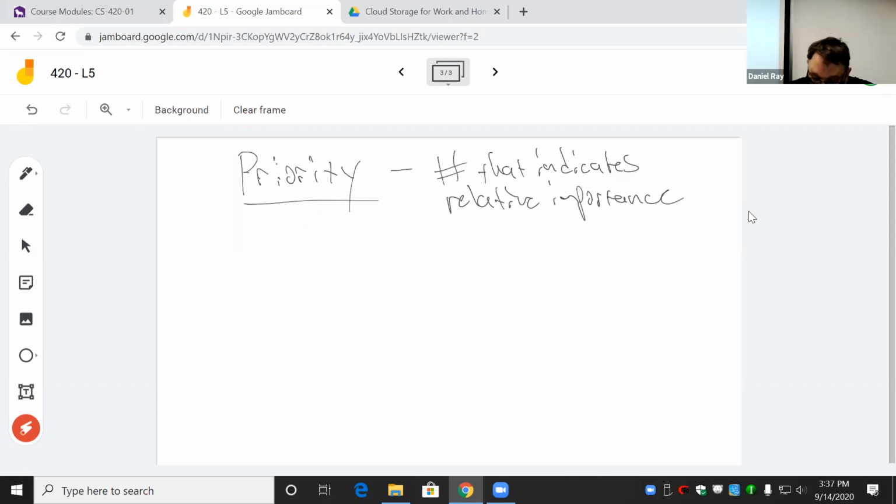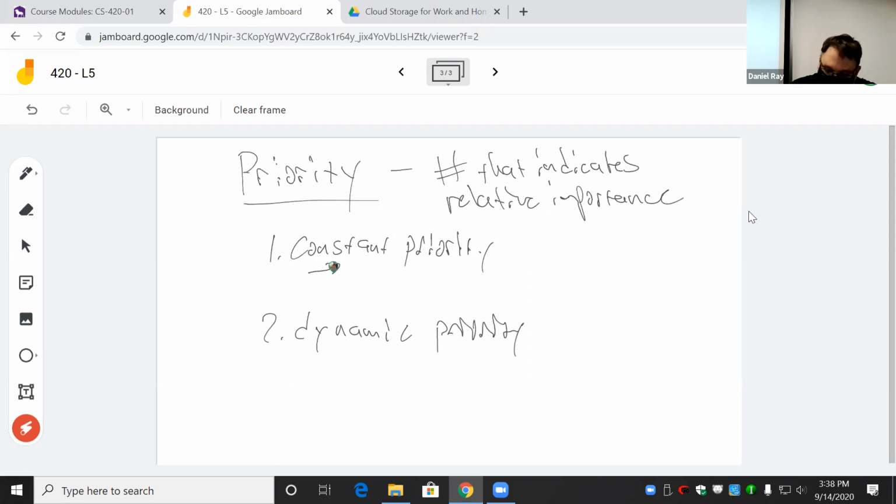There are two general methods: constant priority and dynamic priority. Some systems set a priority for a given process control block, usually when the process control block begins.